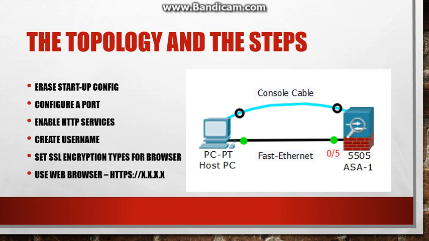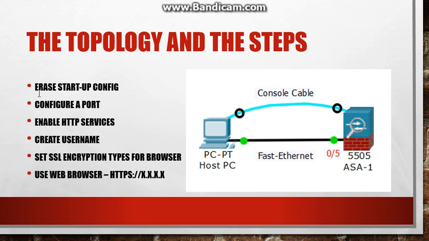So here's the topology, and I have the steps laid out for you. Here you can see you need a host PC and your ASA. I have an actual physical 505 firewall, and these are the ports that need to be connected to it. So I need to have a console cable, and I need to have a fast Ethernet connection to it so I could actually install ASDM.